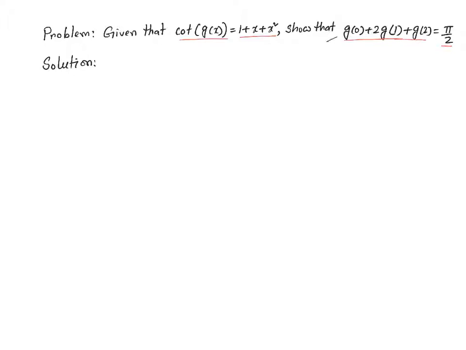The objective in this problem is basically to start off with the left hand side, then do some algebraic manipulation or trigonometric manipulation as well, and finally come up with the right hand side, which is pi over 2.